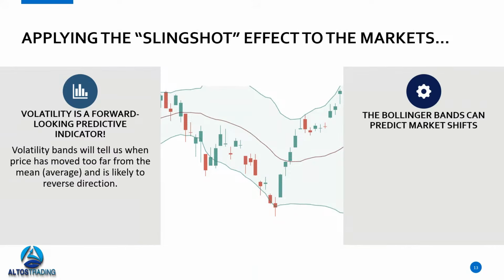So there are a lot of ways to measure volatility to gauge it. We're going to use an indicator called the Bollinger bands.